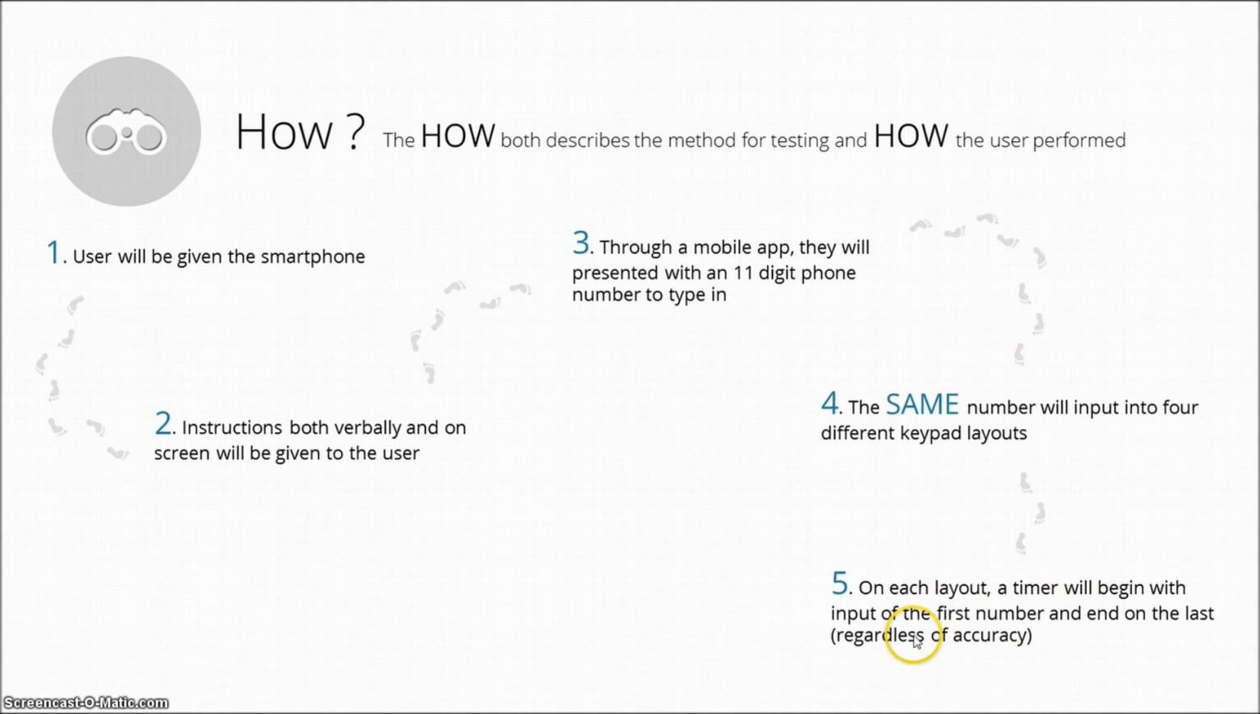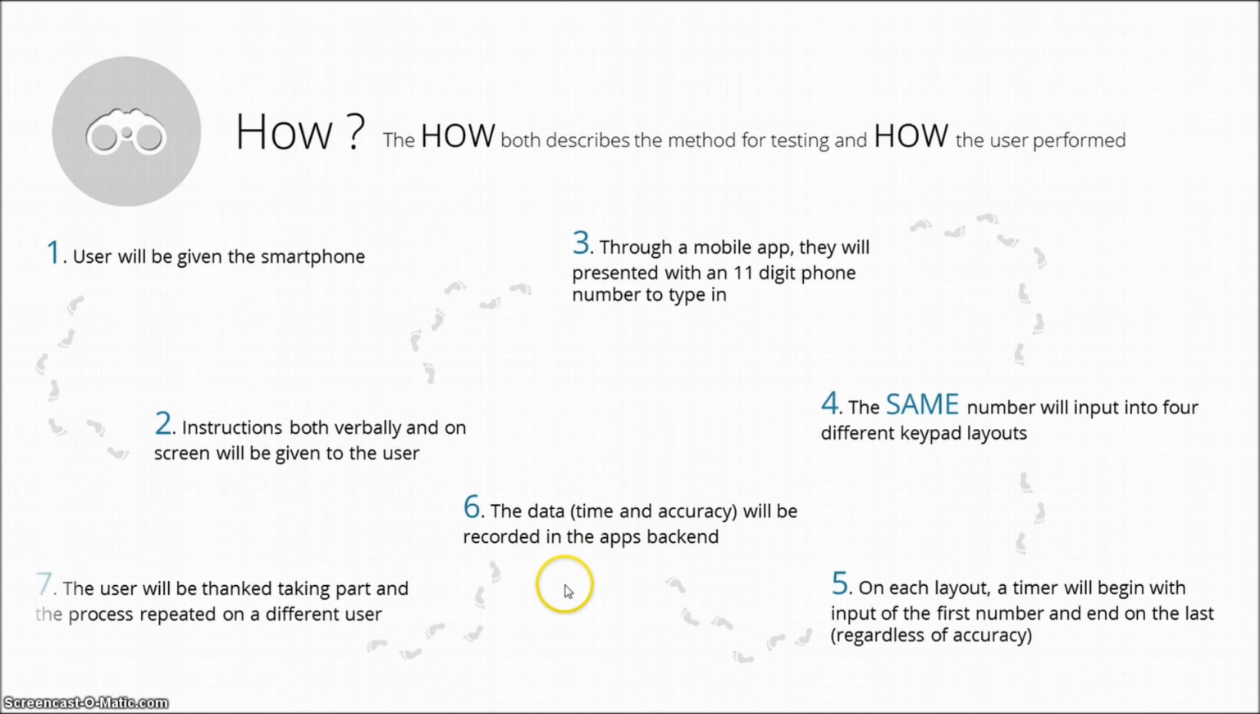On each layout, the timer will begin with the input of the first number and it's going to end on the last. The data, both the time and accuracy of how they've typed in the number, will be recorded in the app's back end. And then finally, the user will be thanked for taking part and the process repeated on a different user. This will be done until enough users have been tested to give a wide range of results. This is typically going to be upward of around 50 different users.